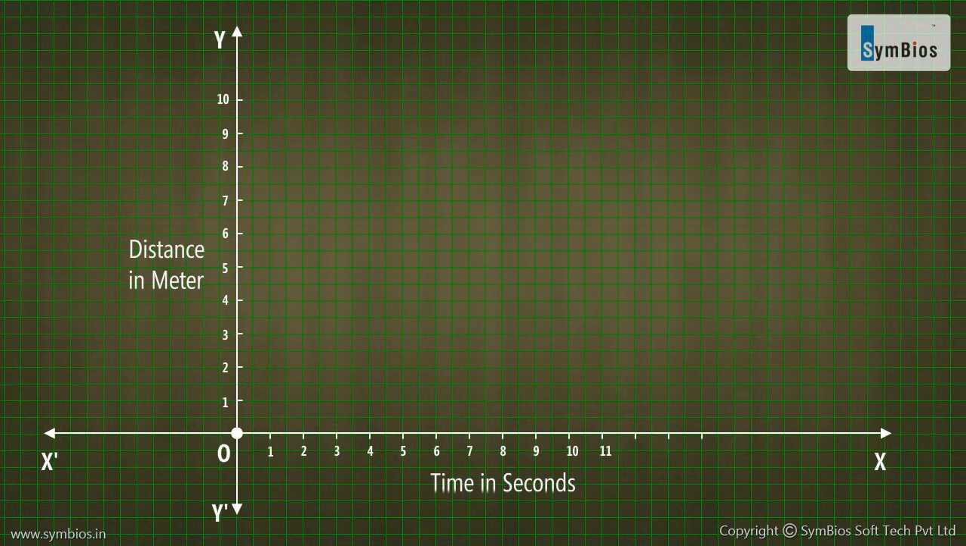Let us consider a body at a distance of 8 meters from a reference point O. If the body is stationary, it will not change its position with respect to time. Therefore, the distance-time graph of the body at rest is a straight line parallel to the time axis.